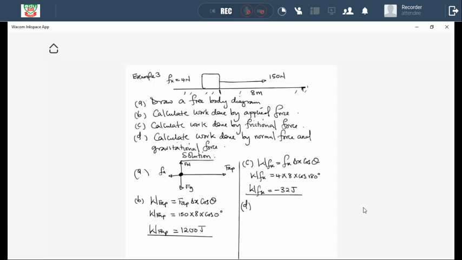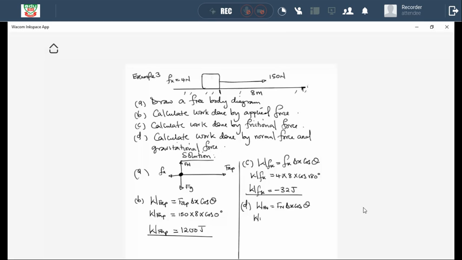Calculate work done by normal force and gravitational force. So let's start with normal force quickly. Work done by Fn is equals to Fn times displacement times cos theta. Right. I am not even going to waste your time by calculating my Fn. If you want, I can do it quickly, but for Fg, I'm not going to waste time there because it's the same concept, right?